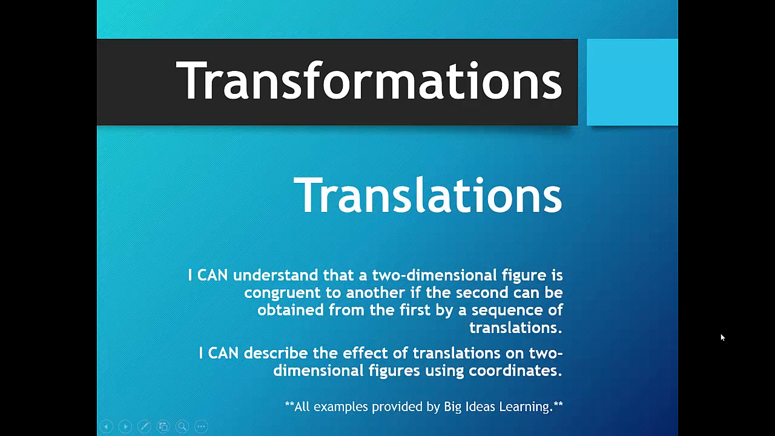Today's lesson is on translations. After today, you'll be able to understand that a two-dimensional figure is congruent to another if the second can be obtained from the first by a sequence of translations. You'll also be able to describe the effect of translations on two-dimensional figures using coordinates.